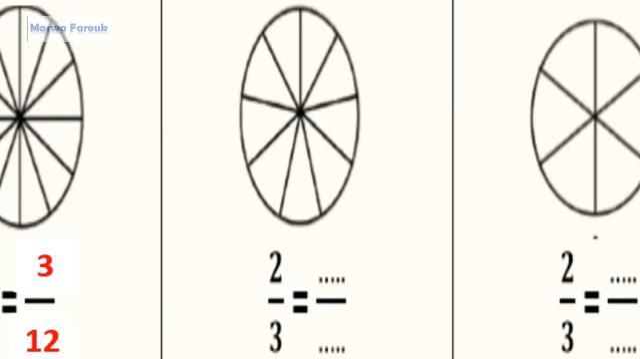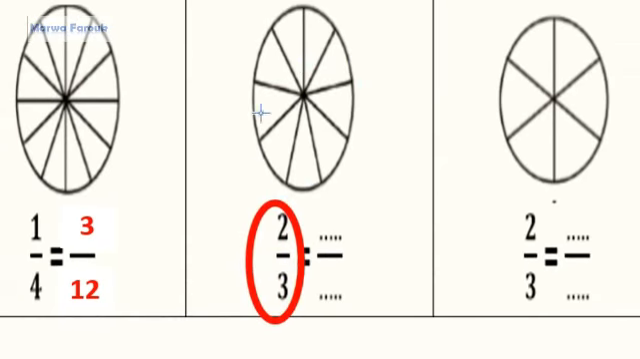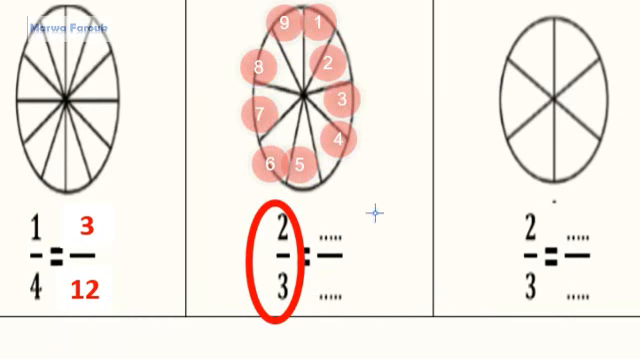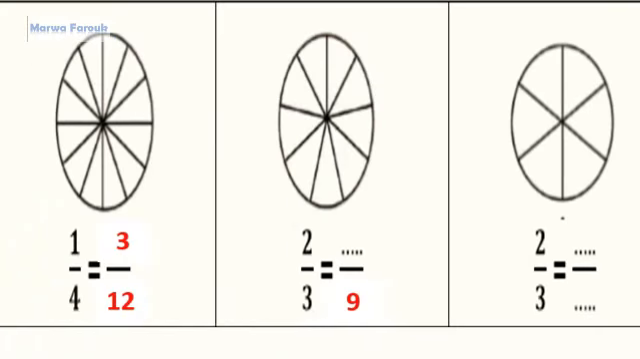Okay, let's move to the next exercise. I want to color 2 over 3, or 2 parts of 3 equal parts. But did I have 3 equal parts? No. Let's count how many parts I have. 1, 2, 3, 4, 5, 6, 7, 8, 9. I have 9 equal parts. So I'm going to write 9 where? In the denominator.